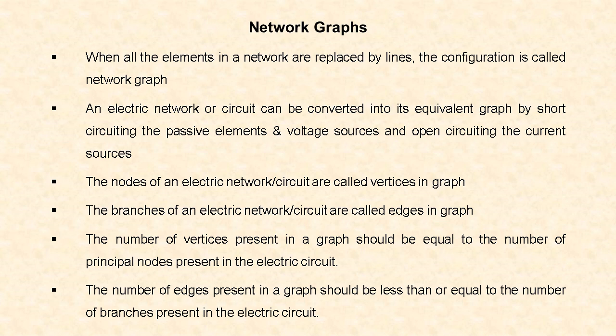In an electric network or circuit, the nodes are called vertices in a graph. Similarly, the branches of an electrical network or circuit are called edges in a graph. The number of vertices or nodes present in a graph should be equal to the number of principal nodes present in the electric circuit. Similarly, the number of edges present in a graph should be less than or equal to the number of branches present in the electric circuit.